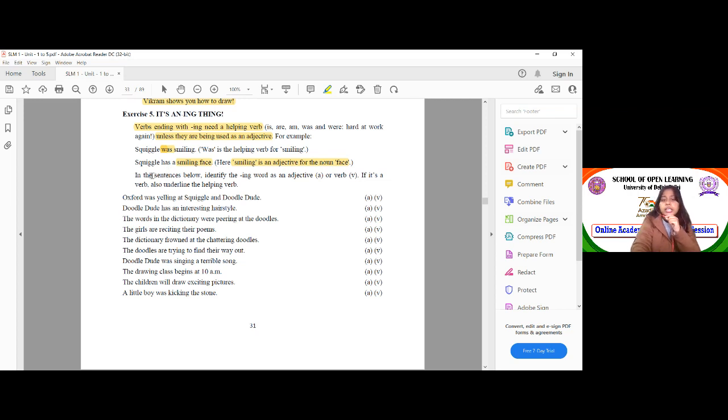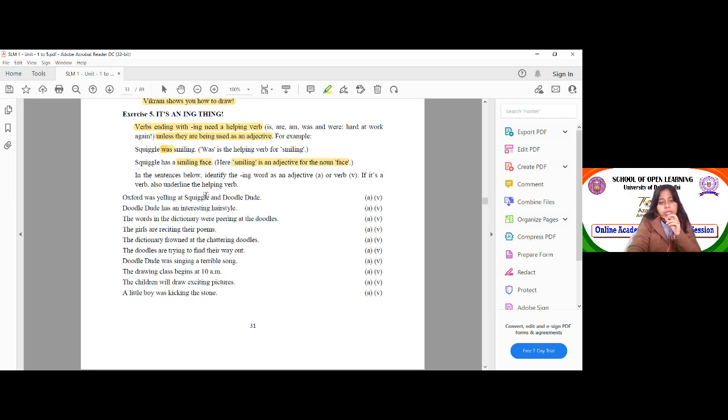So what they have asked you in the sentences below: identify the ing word as an adjective, A, or verb, V. If it's a verb, also underline the helping verb. So what are you supposed to do? In these sentences, you are supposed to identify whether the ing word is an adjective or whether there is a helping verb for that ing word. And if there is a helping verb for that ing word, you're supposed to underline the helping verb.